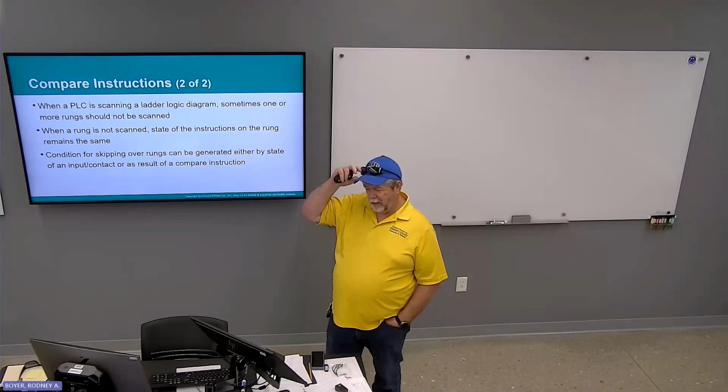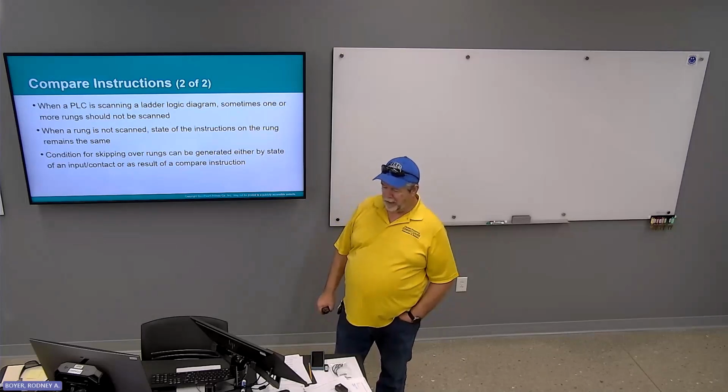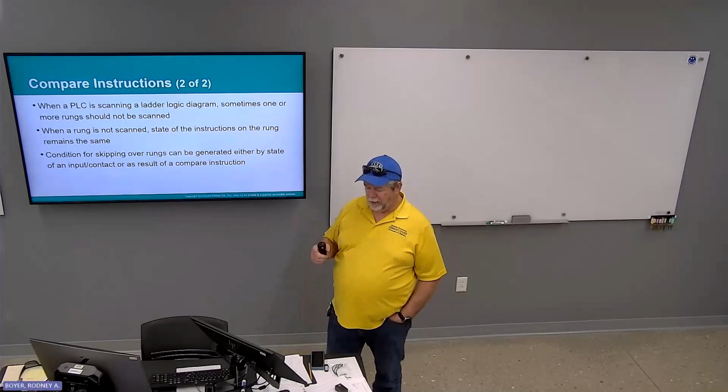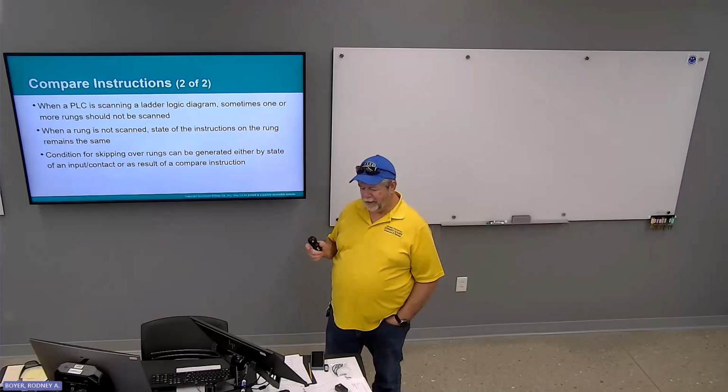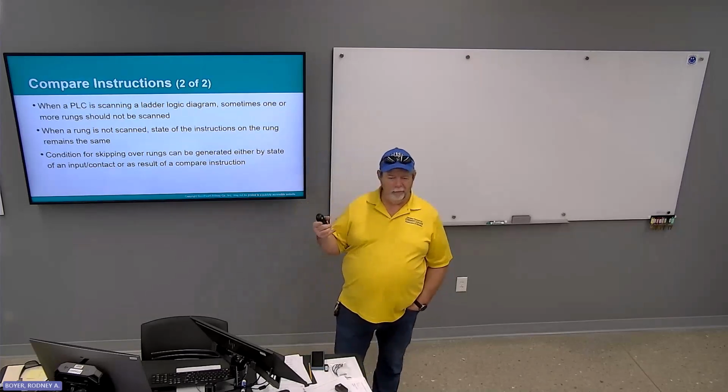When the PLC is scanning a ladder diagram, sometimes one or more rungs should not be scanned. When a rung is not scanned, the state of the instructions on the rung remains the same. Conditions for skipping over rungs can be generated either by the state of an input contact, or as a result of a compare instruction. That's the jump label we're talking about there.